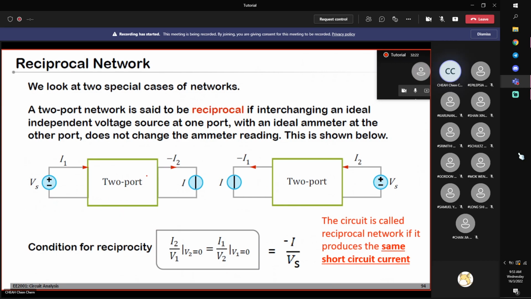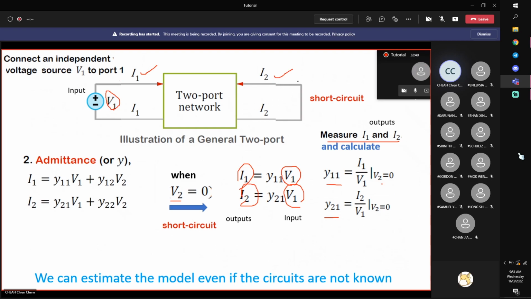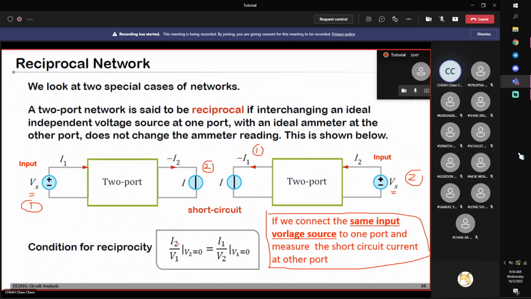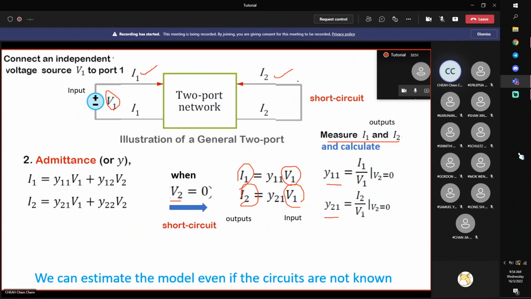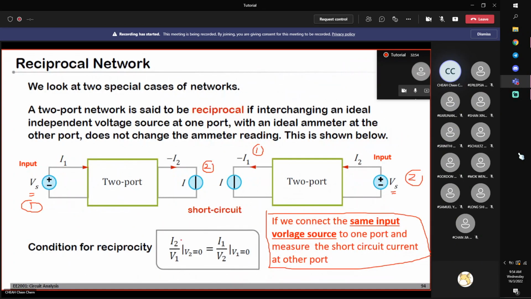Now, if you look at this circuit carefully, if port 2, V2, port 2 is short circuit, it means what? V2 is equal to 0. Remember just now in one of our experiments, we set V2 equal to 0. You can determine this Y21, I2 divided by V1. So this is exactly the same, I2 divided by V1. It's actually your Y parameter. I2 divided by V1 is actually Y21.